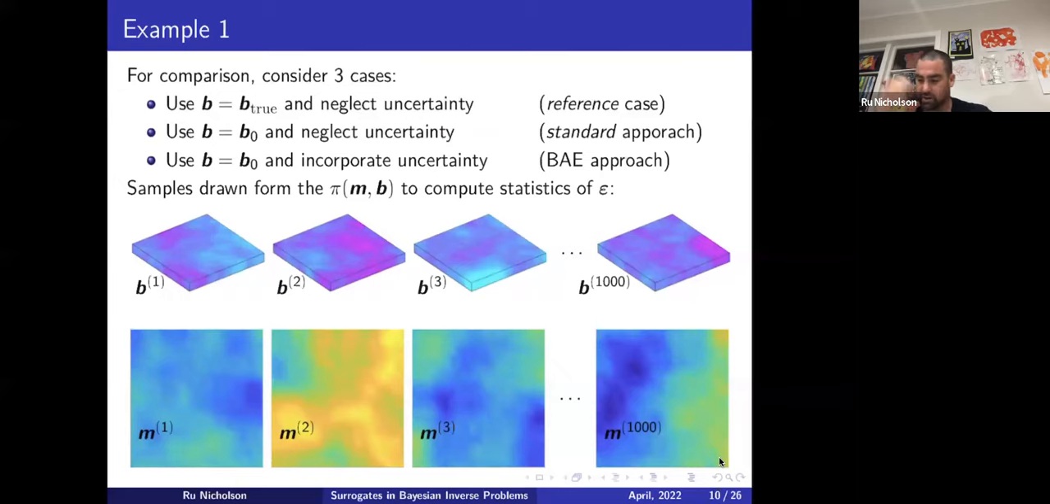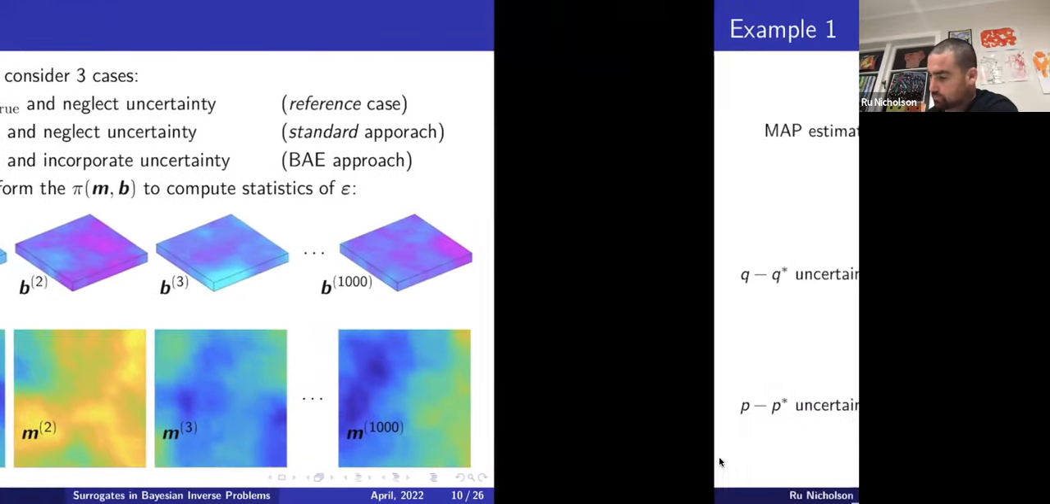All right, so this is the setup. We generate some samples from the joint prior. In this case, there were 1,000 samples, and that gives us everything we need to compute the second order statistics of the approximation errors, and that gives us enough to form the likelihood and consequently the posterior.